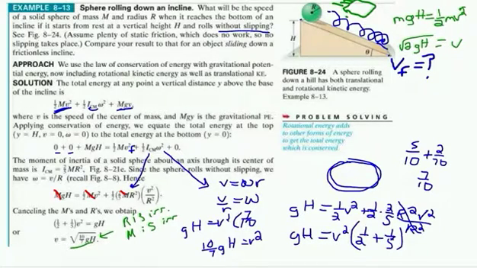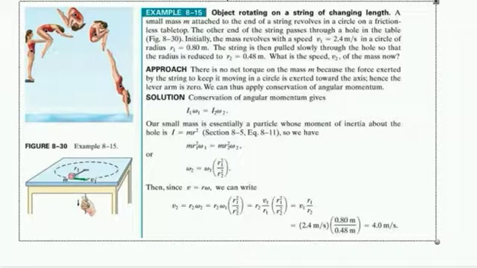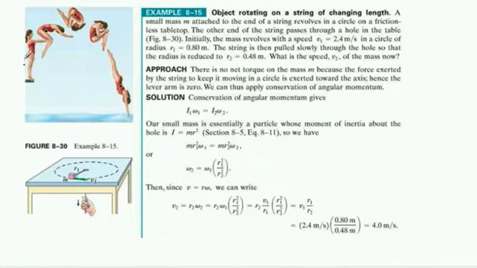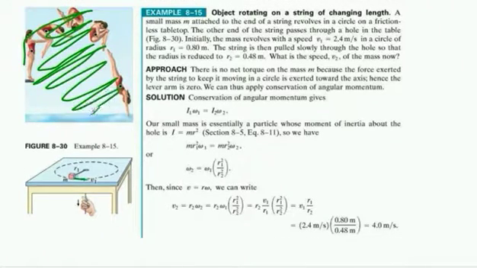Okay, let's go look at another problem. I think this time we're going to apply conservation of angular momentum. So this one says we've got an object rotating on a string, so I want to just get rid of this part up here. We're not going to be looking at that, okay?